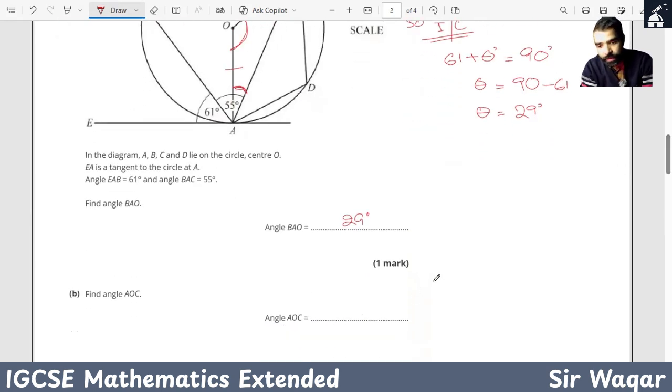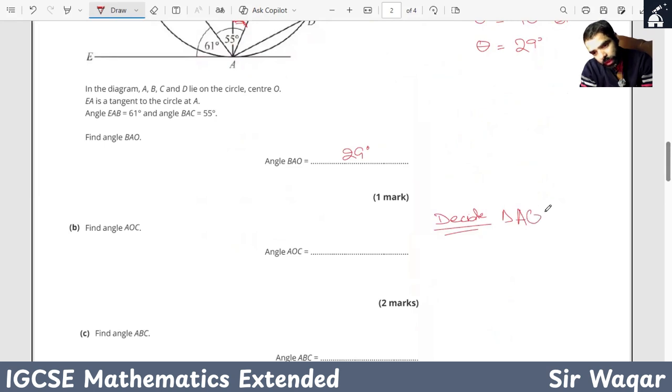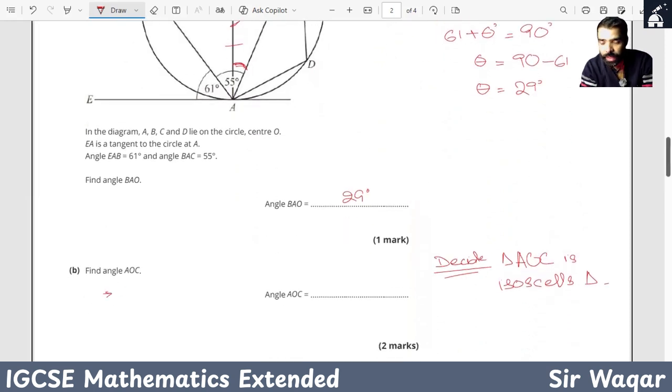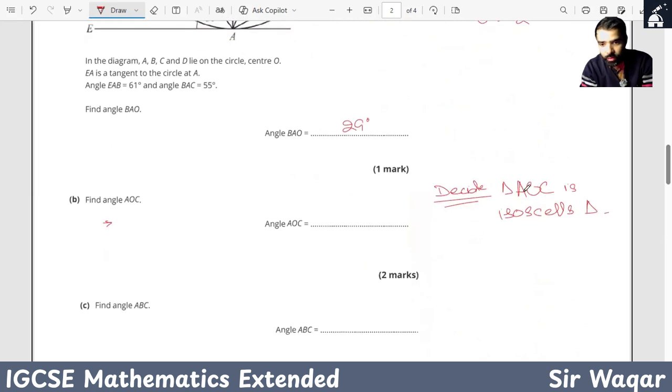So in part B, we will consider triangle AOC, which is an isosceles triangle. We have to find one of the base angles. Let's say the base angle is angle A here, which is easy to find because this whole angle is 55 and we know that this is 29 degrees. So angle at A in triangle AOC is going to be 55 minus 29 degrees, which is 26 degrees.